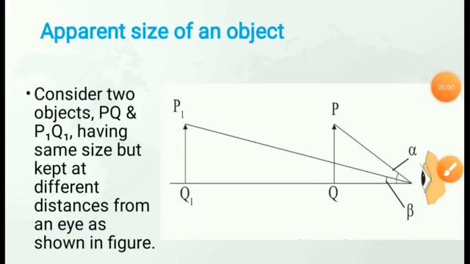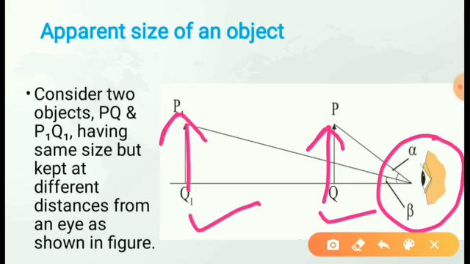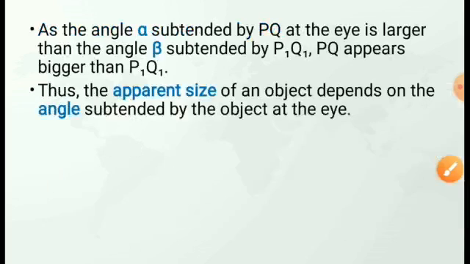Next topic is the apparent size of an object. Consider two objects PQ and P1Q1 having the same size but kept at different positions from the eye as shown here in the figure. As the angle alpha subtended by PQ at the eye is larger than the angle beta subtended by P1Q1, PQ appears bigger than P1Q1.